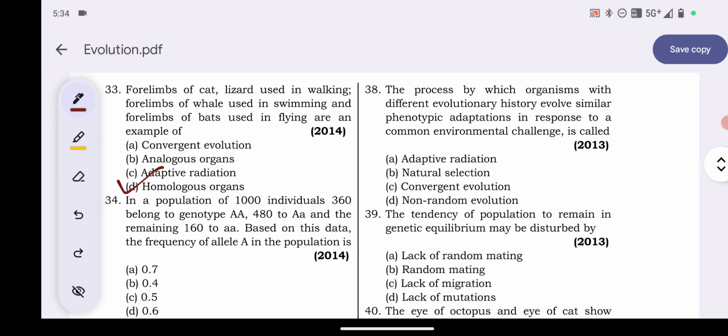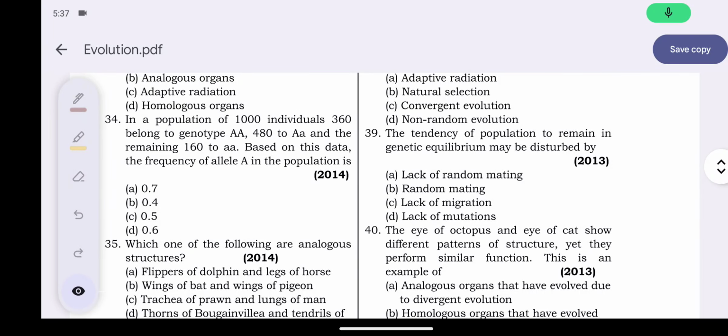Question number 34. In a population of 1,000 individuals, 360 belong to genotype AA, 482 capital A small a, and the remaining 162 small a small a. Based on this data, the frequency of allele A in this population is.